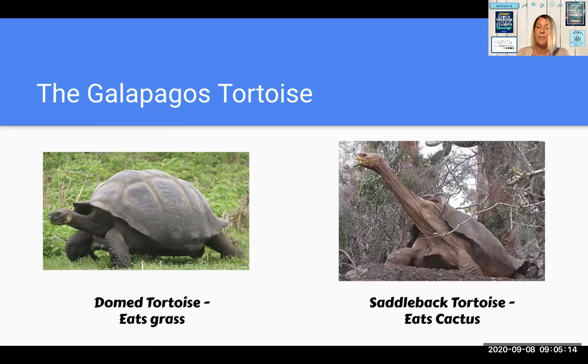However, the saddleback tortoise has this very high collar at the back of its neck, which allows its very long neck to reach up to cactus paddles that are very high, because this is the food source that is available to it on the island in which it lives. So right away, Charles Darwin is noticing that the animals are different, and the differences are very much related to the environment that they live in and the food sources that are available to them.